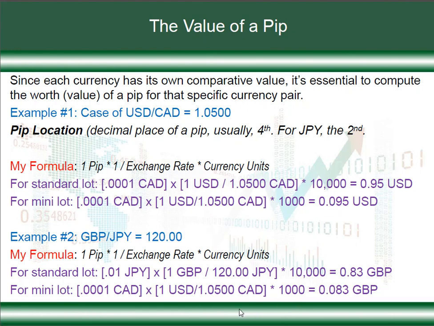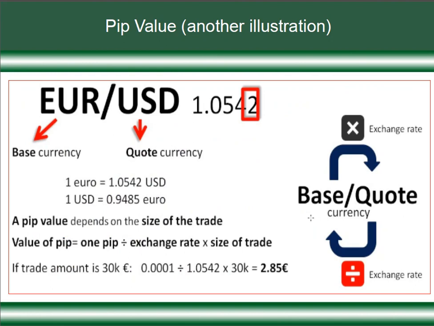A mini would be less than that. Right. So anyway, don't worry so much about that. Just if the units you bought are 10,000, then that gives you that. If they're 1,000, it will give you that. Okay. Now let's look at pip value from another perspective. Maybe this will simplify your formula.